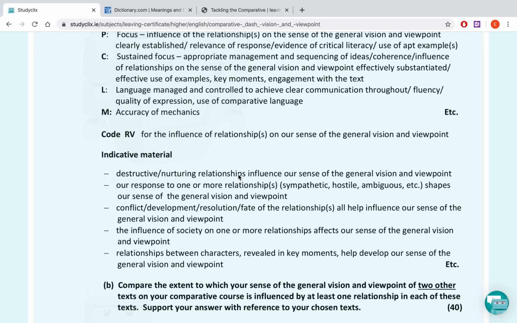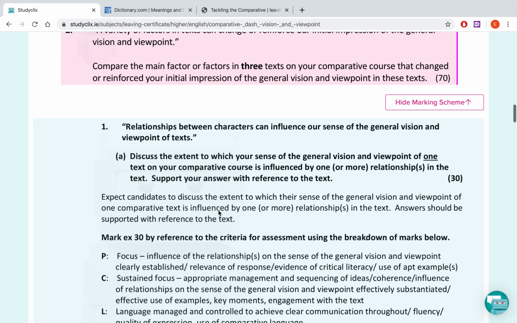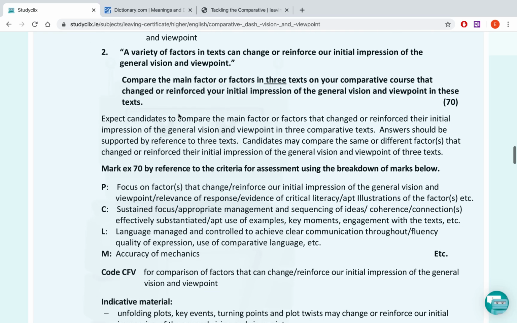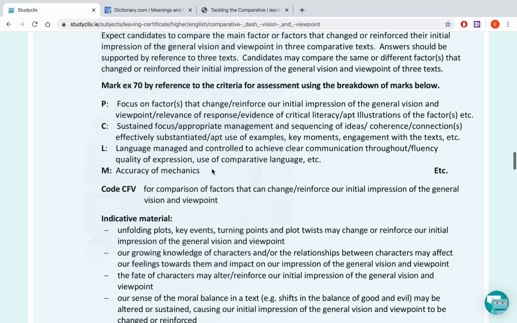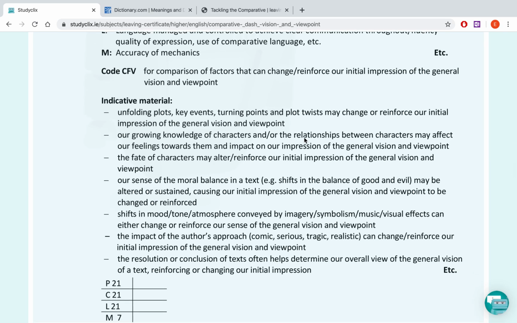So let's have a look at the marking scheme and see if we've done this half decently. Destructive, nurturing relationships, of course. Our response to one or more relationships. Again, relationships come up quite a lot. Conflict, development, resolution, fate of the relationships. They've really focused on relationships here. Oh sorry, that's number 1. Silly me. So a variety of factors. Unfolding plots, key events, turning points, twists, growing knowledge of characters and relationships. There we go, relationships one more time.